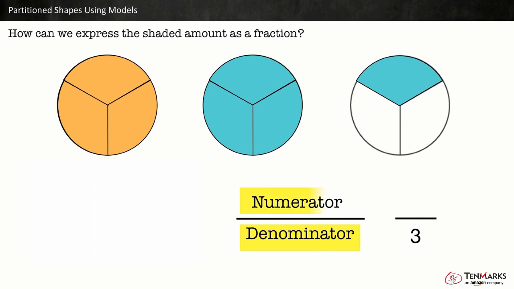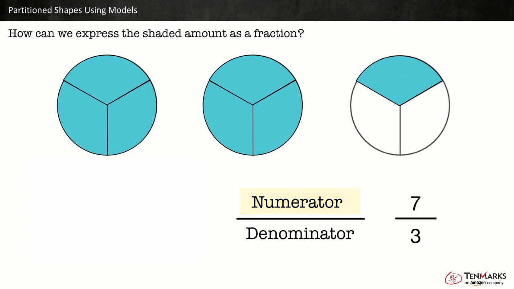The numerator is on top. It names how many equal parts you are using. In this case, the shaded part is what we're looking at. Let's count the number of thirds that are shaded. 1/3, 2/3, 3/3, 4/3, 5/3, 6/3, and 7/3. The fraction for the shaded amount is 7/3.